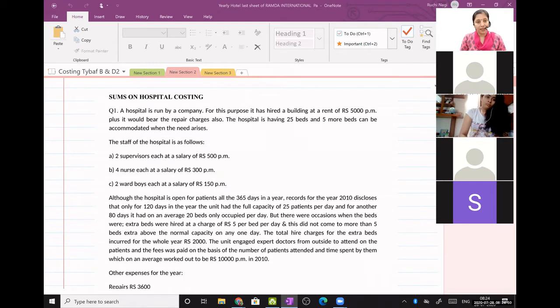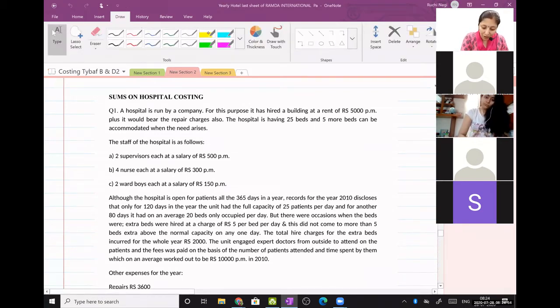Okay, fine. So let us start. Sums on hospital cost sheet. Question number 1.